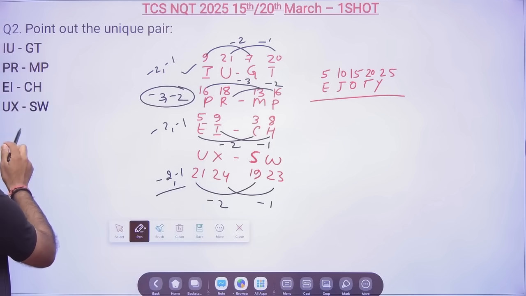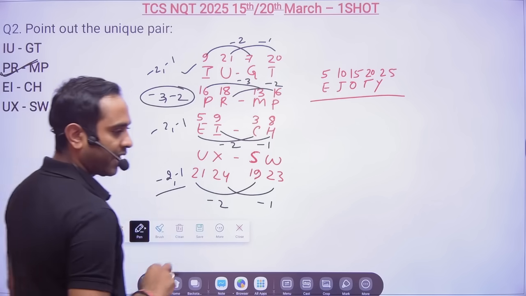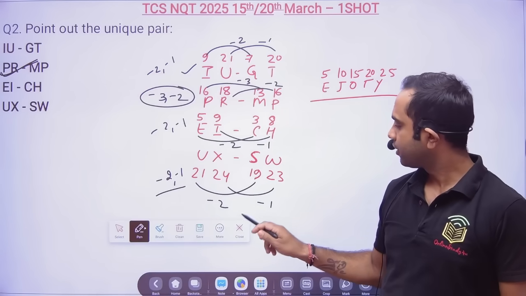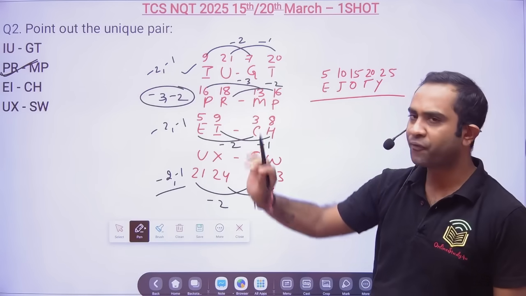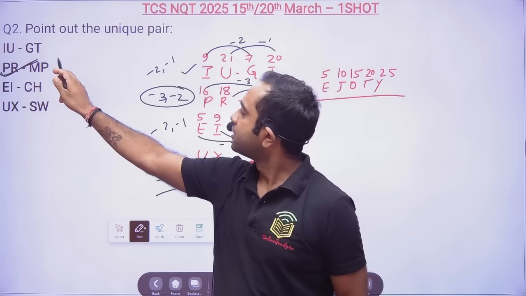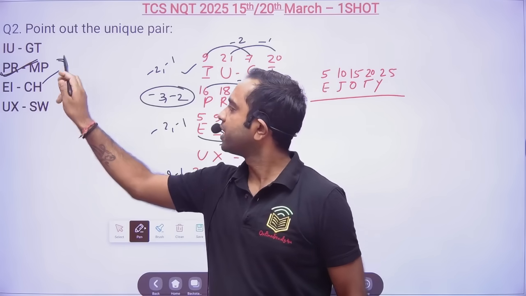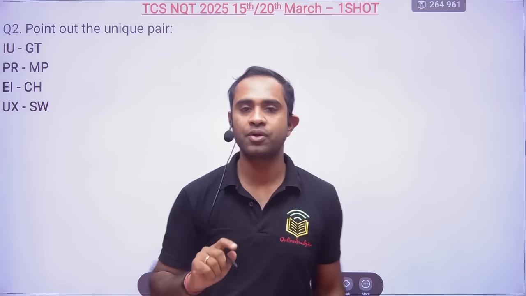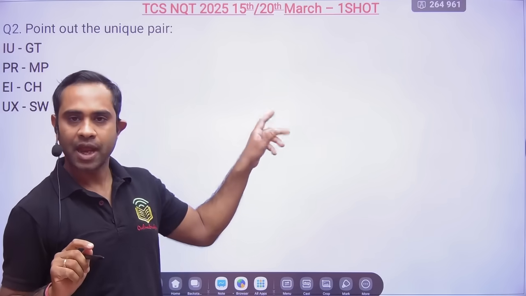So let's mark this as a unique pair, right? So point out the unique pair. So this is a unique pair where the different combinations are there.